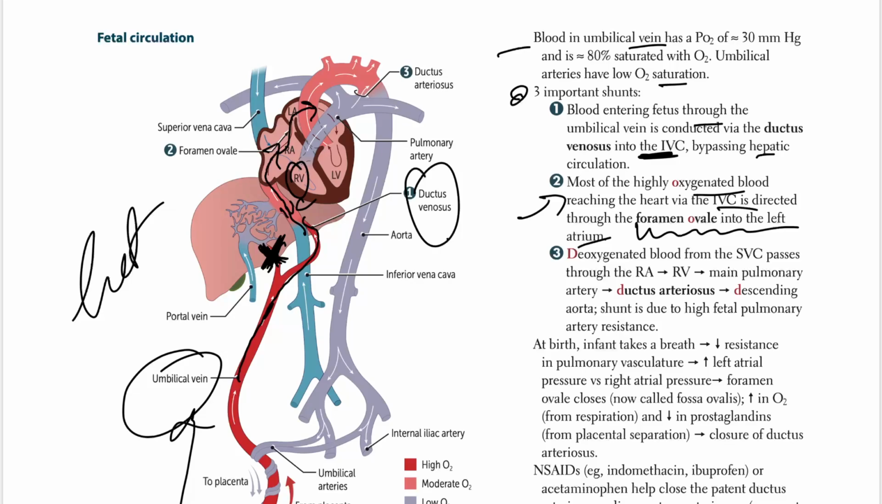So we are now in the left atrium. And from left atrium, guess what? It goes into the left ventricle. From left ventricle, it goes out in aorta. Okay. Foramen ovale is used here.